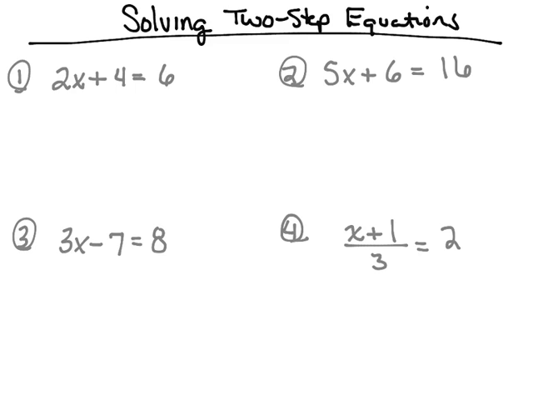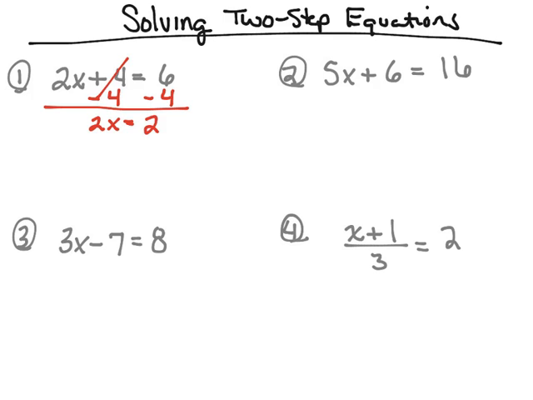Just as we did with the one-step equations, what we're going to do is work backwards, or undo things. We've got to do the opposite operations. So the first thing I'm going to do is the opposite of adding 4, and the opposite of adding 4 is subtracting 4. And remember, we do this to both sides. So if I subtract 4, I'm left with 2x = 6 minus 4, and 6 minus 4 is 2.